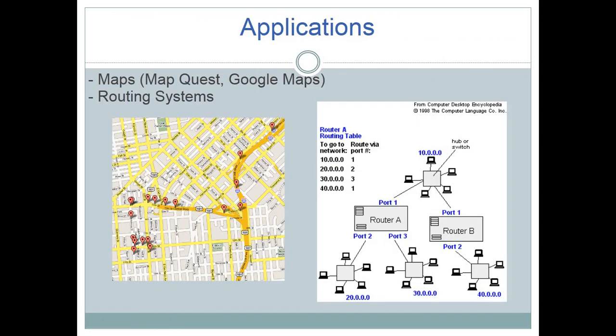Dijkstra's algorithm applications are maps and also routing systems. So in a map, if we want to go from a single node to another node, or we can say from a single location to another location, then we will find a shortest path. So that will be the application of Dijkstra's algorithm.